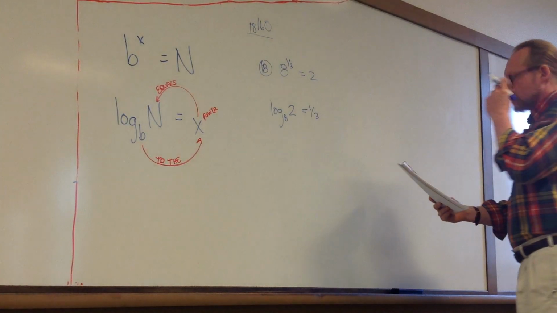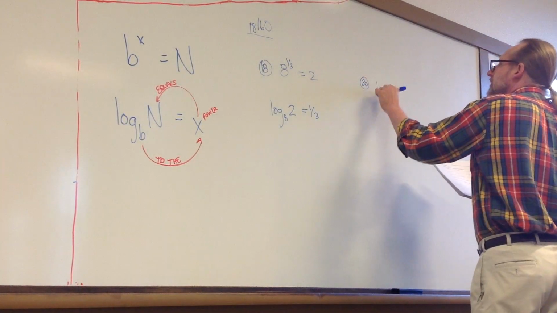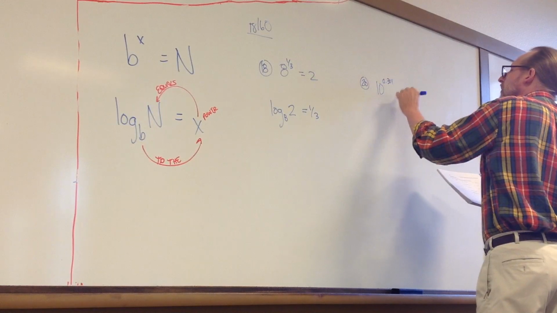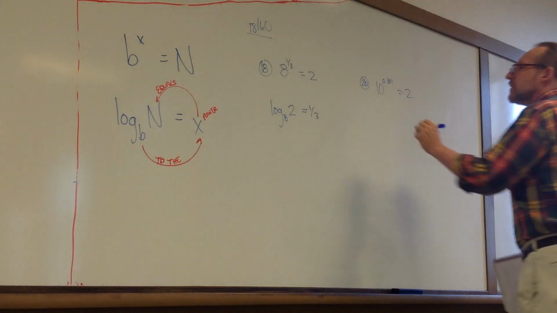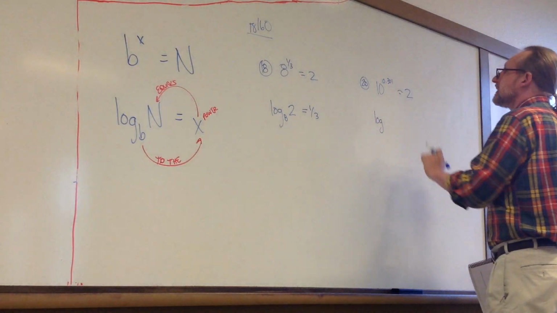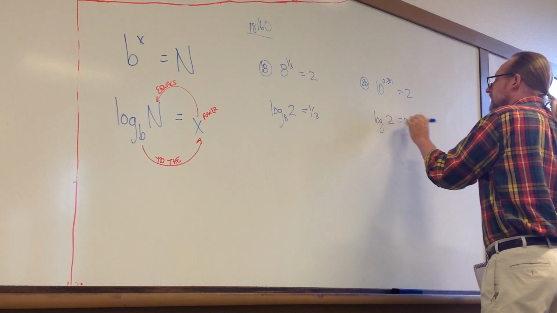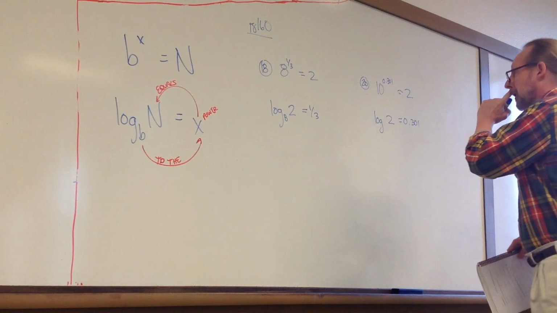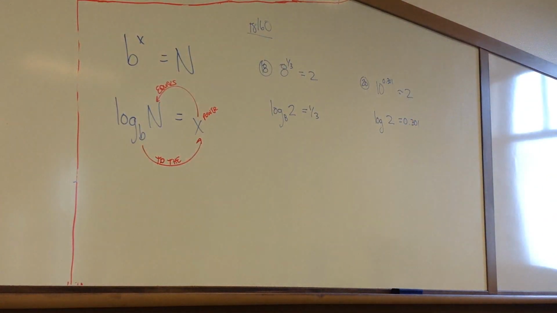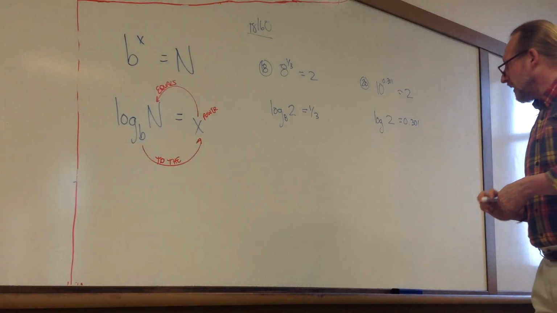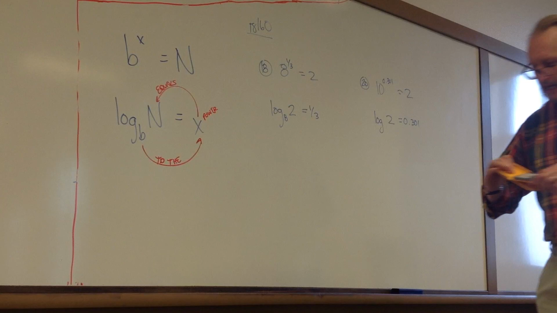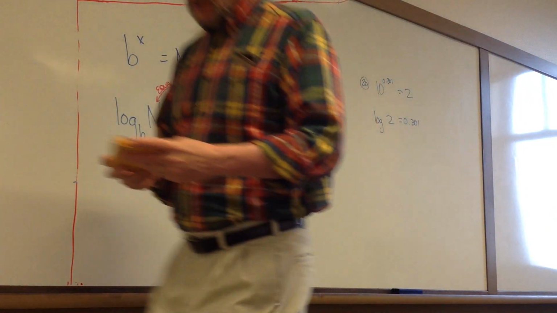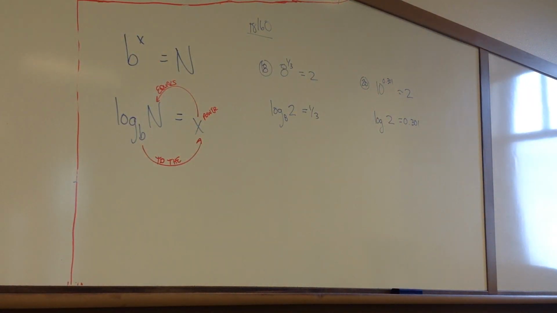Okay, problem 20. 10 to the 0.301 power is going to be equal to about 2. So this would be log to the base 10 of 2 is equal to 0.301. Now, if you want to do this on your calculator, there will probably be some situations where we need to actually calculate some logarithms. So let me show you where those are on the calculator here.